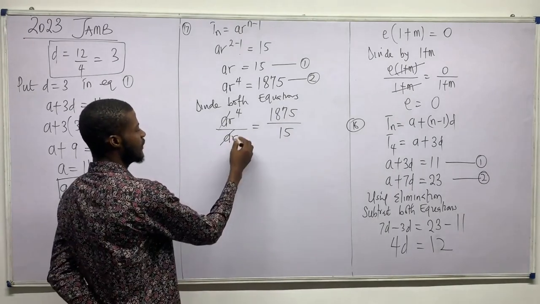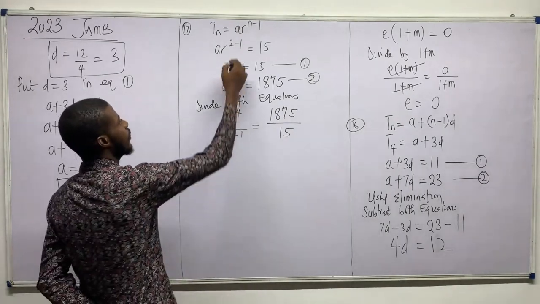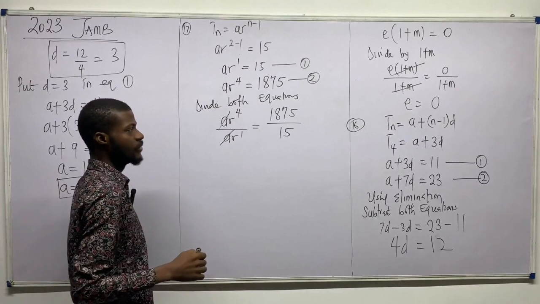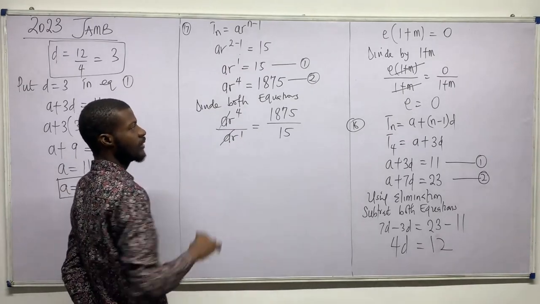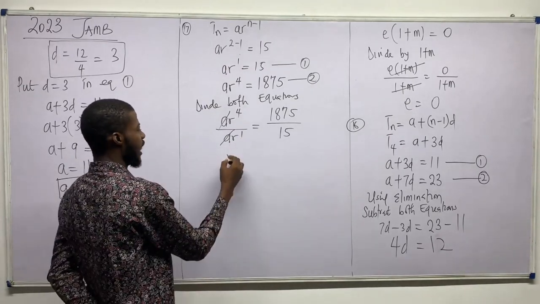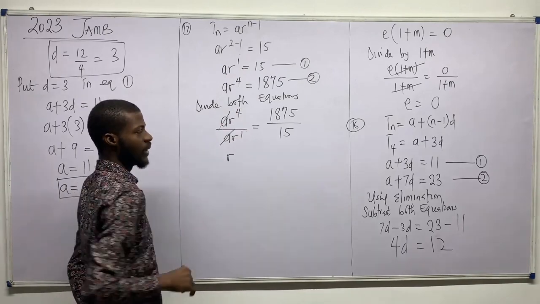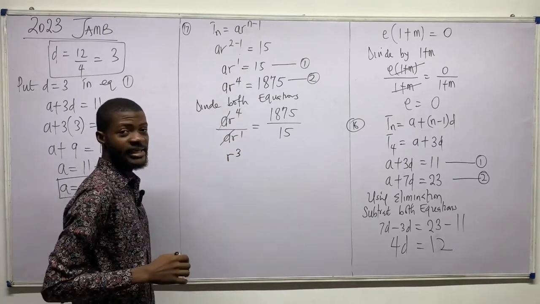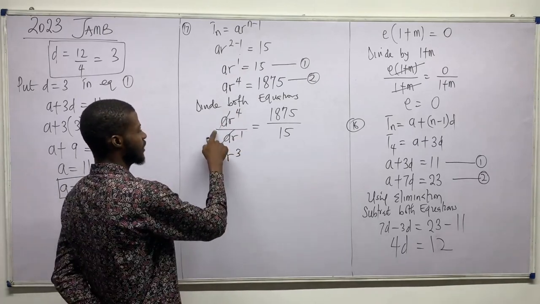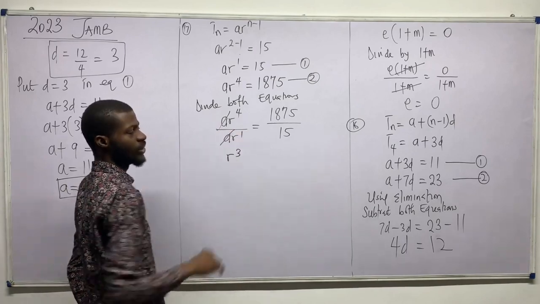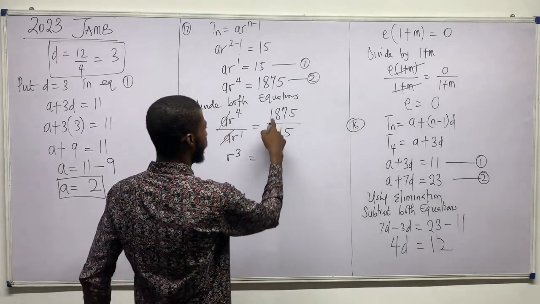Remember that at this very part, it was to the power of 1 before. 2 minus 1 is 1, right? So remember that this was 1 formerly. Now this is r, 4 minus 1 is what? 3. Why did I say minus? Remember that in indices, if you are dividing, you are going to subtract powers. Now what would this give to you?